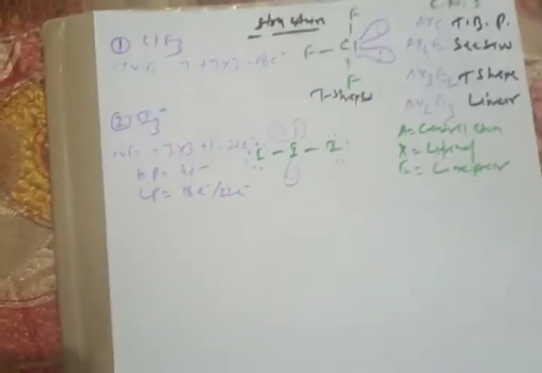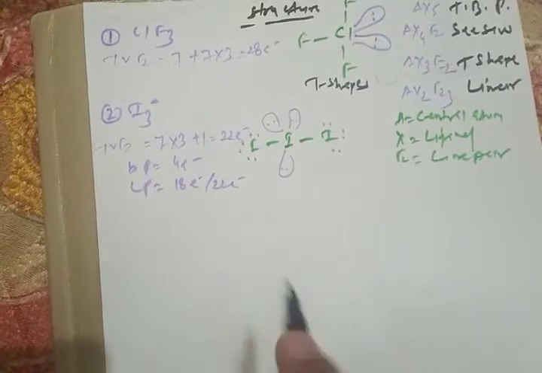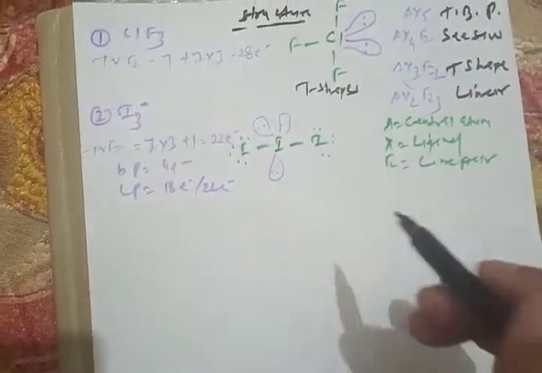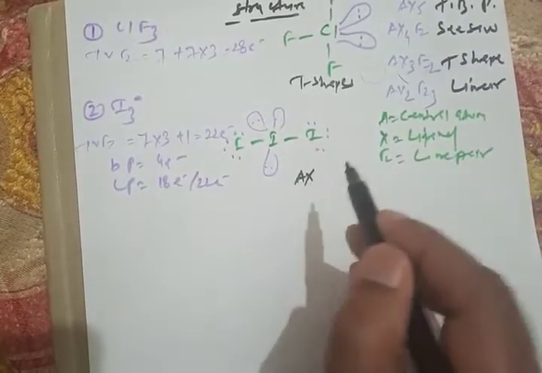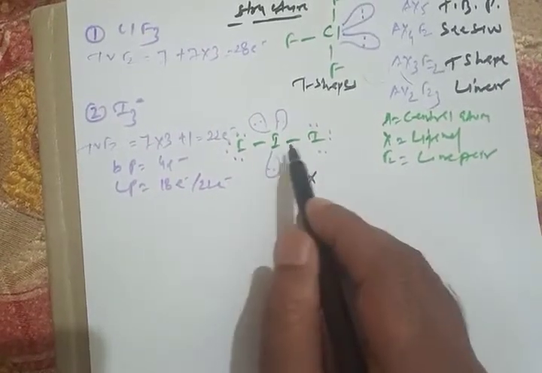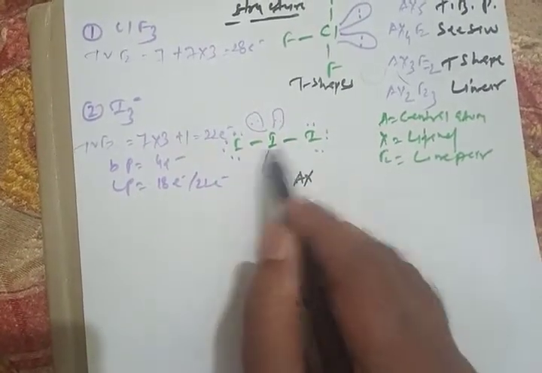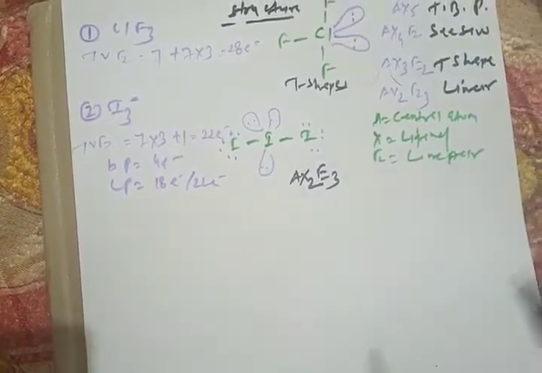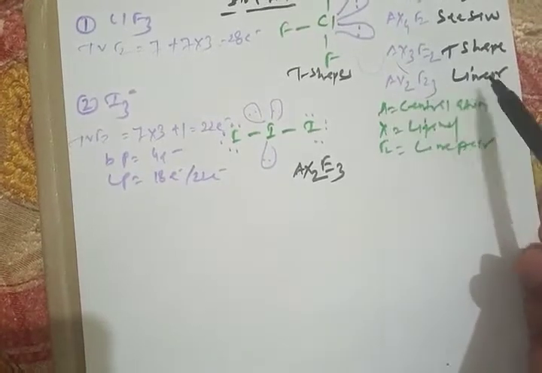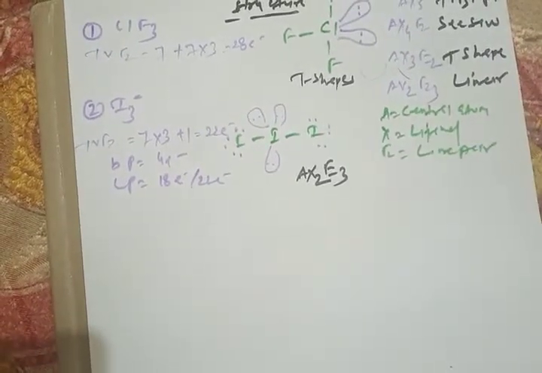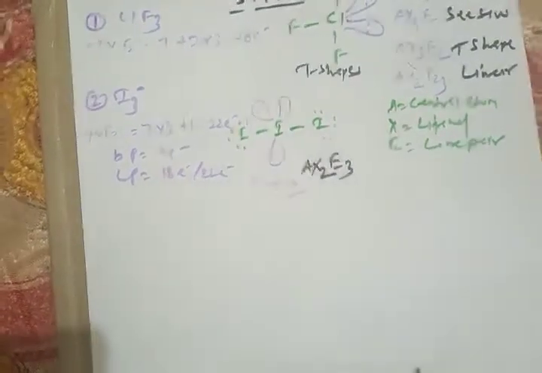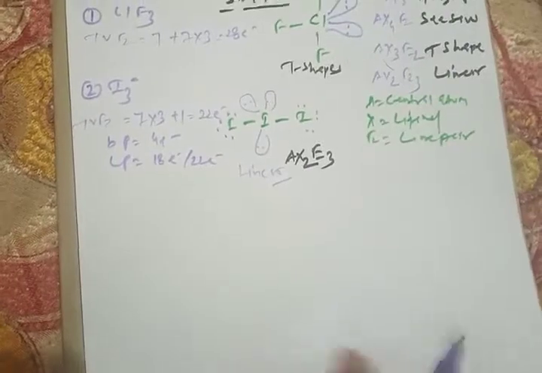But if you go for the geometry, this belongs to which family? This has coordination number 5, because it belongs to what? AX. A is the central atom, X is the ligand, and 2, so AX2, and 3 lone pairs are there, so AX2E3. So just check it, AX2E3 belongs to linear. So the shape of this compound is linear, and trigonal bipyramidal is the geometry.